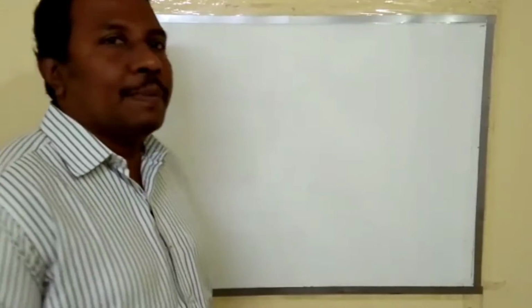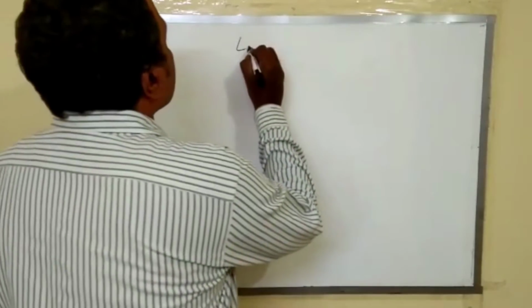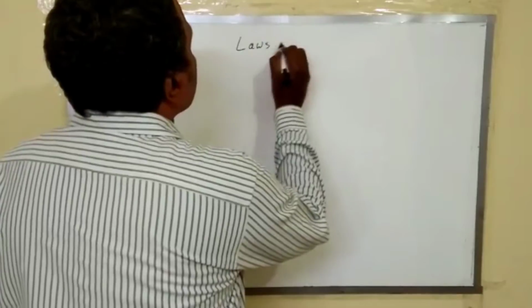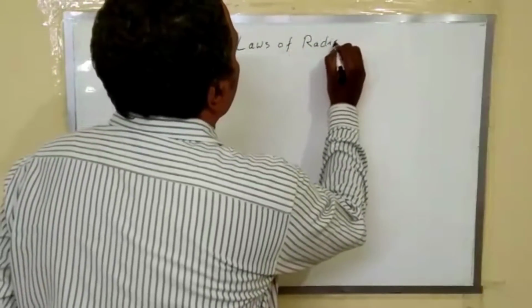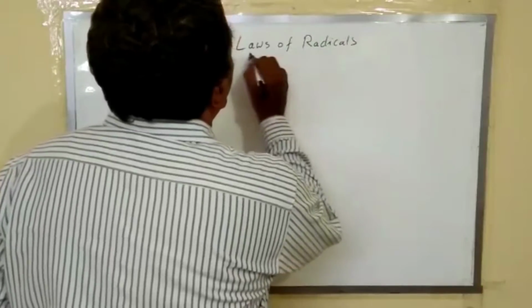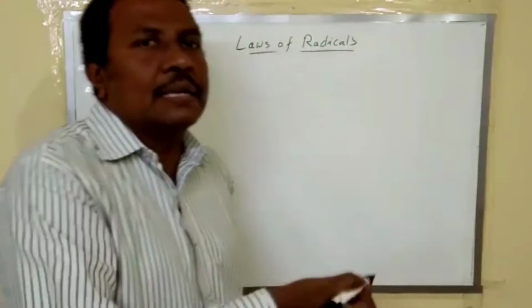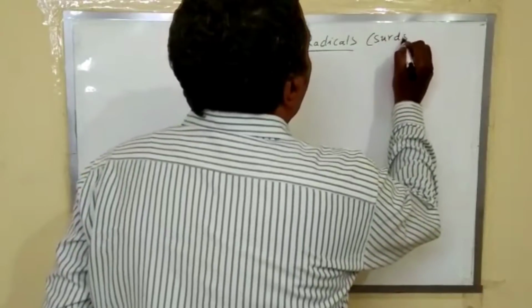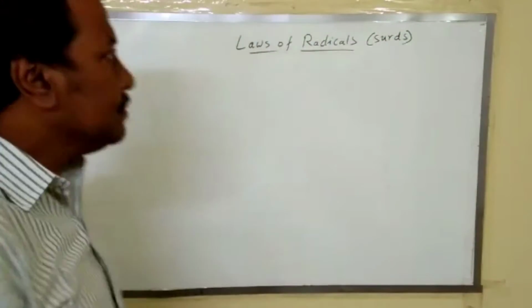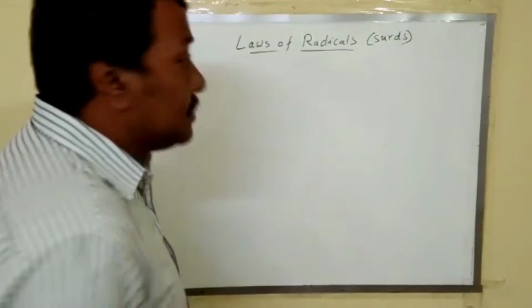This is Deepak, Mathematics. Today our topic is on laws of radicals. What do you mean by radicals? It means surds. Surds can also be called as radicals. Okay? So, laws of radicals.